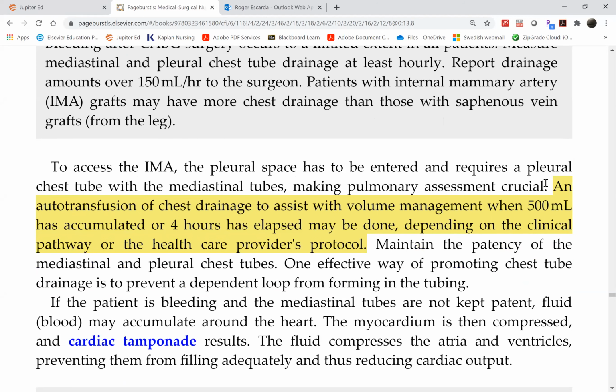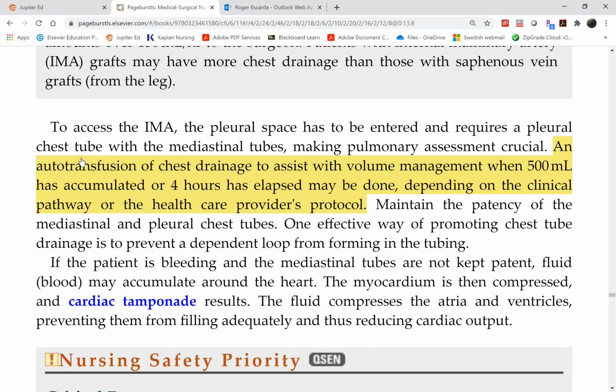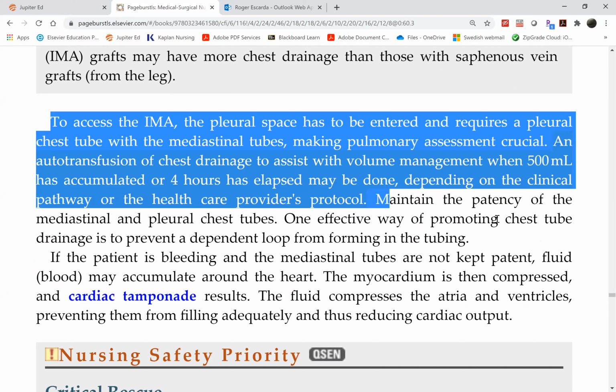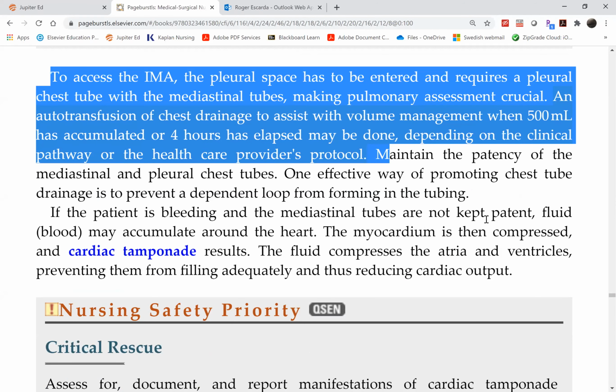Please read this part here. This is your protocol. So if you have at least 500 ml, this will be retransfused to the patient. You're familiar with the Constavac, right? Yes or no? A Constavac, it's a drainage system.